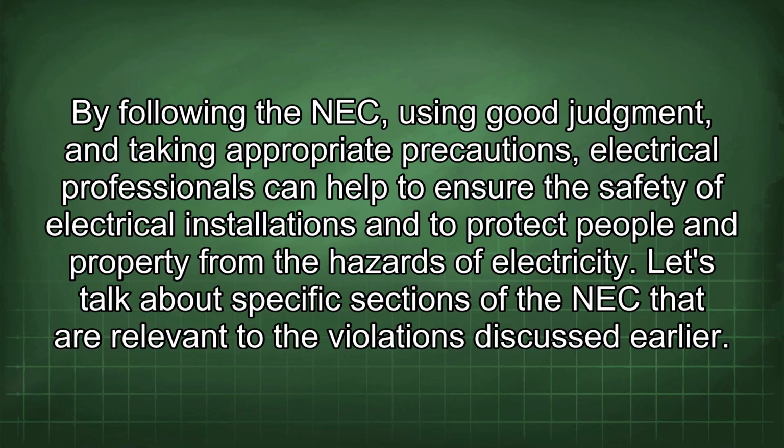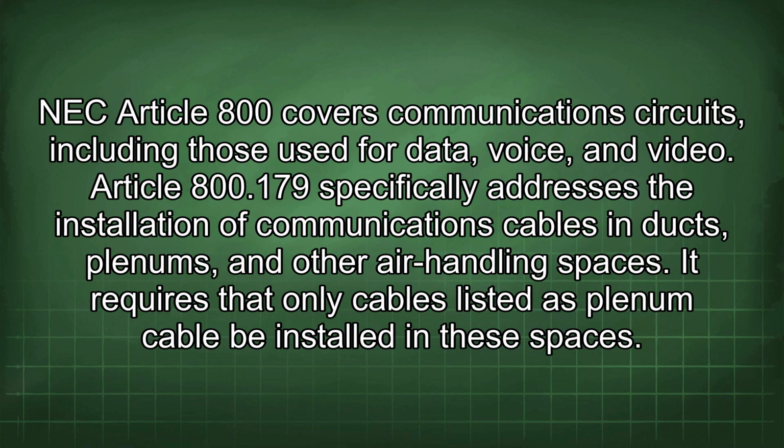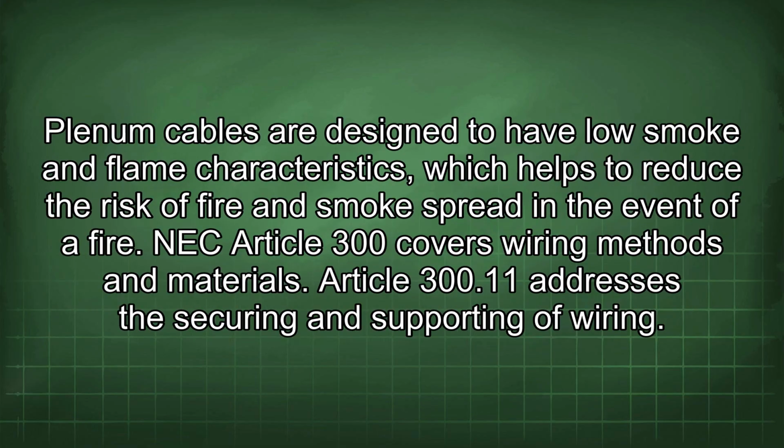Let's talk about specific sections of the NEC that are relevant to the violations discussed earlier. NEC Article 800 covers communications circuits, including those used for data, voice, and video. Article 800.179 specifically addresses the installation of communications cables in ducts, plenums, and other air handling spaces. It requires that only cables listed as plenum cable be installed in these spaces. Plenum cables are designed to have low smoke and flame characteristics, which helps to reduce the risk of fire and smoke spread in the event of a fire.